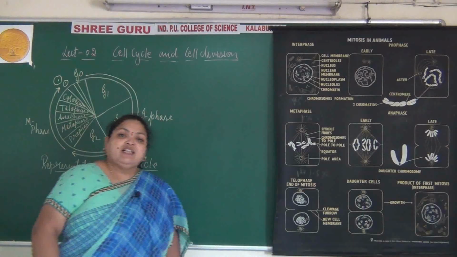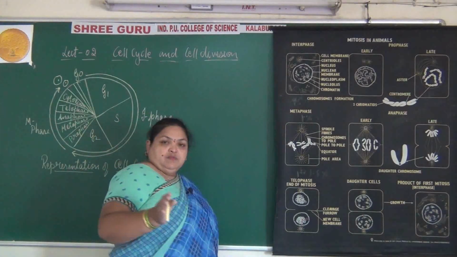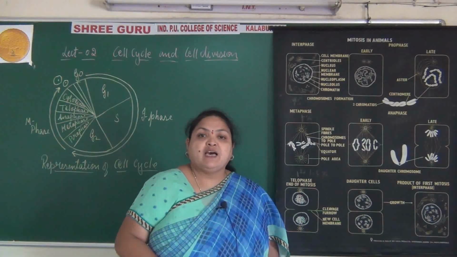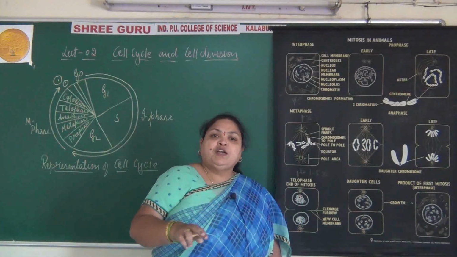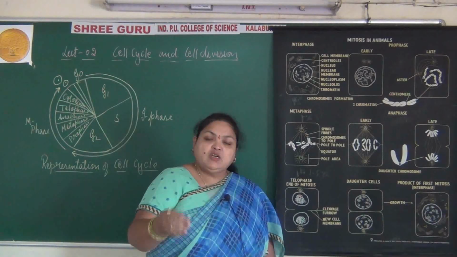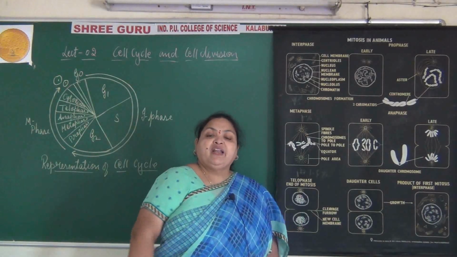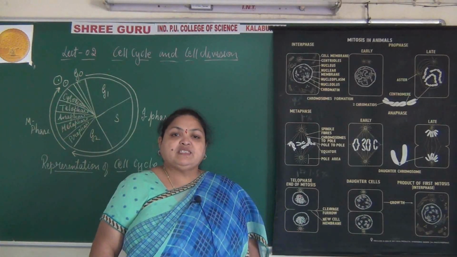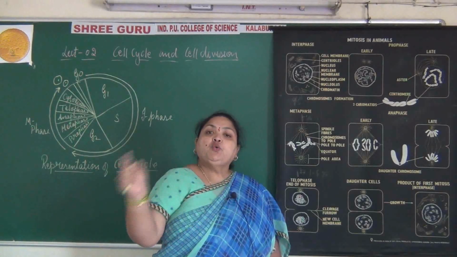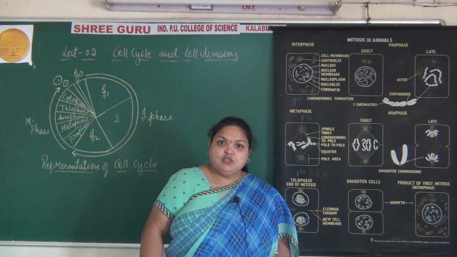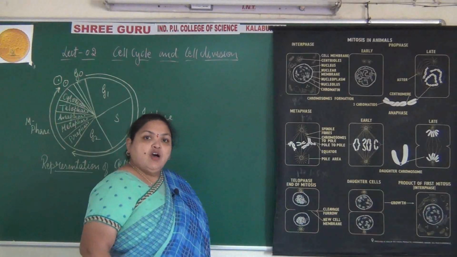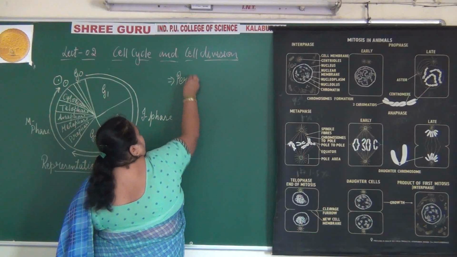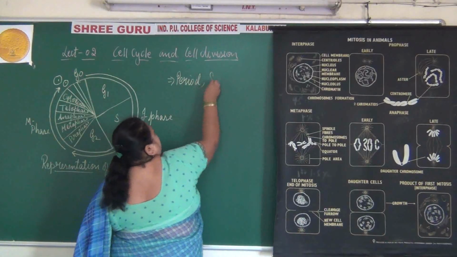We can say that between two cell divisions, the cell divides and two daughter cells are formed. These daughter cells in future become the parent cell and divide. So we can define interphase as the period between two mitotic divisions.